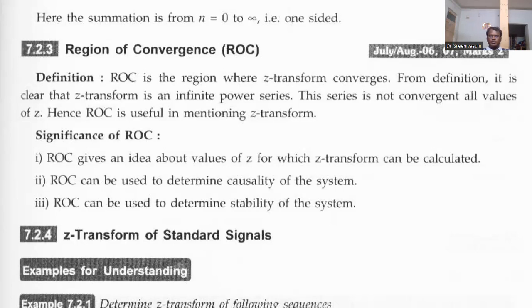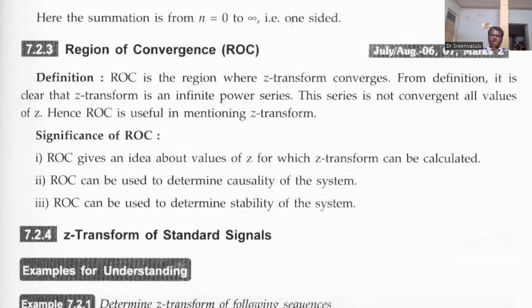We are going to represent this Z value as R into e power j omega. Whenever we write the magnitude of Z, it is equal to the magnitude of R into e power j omega. You know what the magnitude of e power j omega is? It is 1. So we write the magnitude of R. What is this R here?